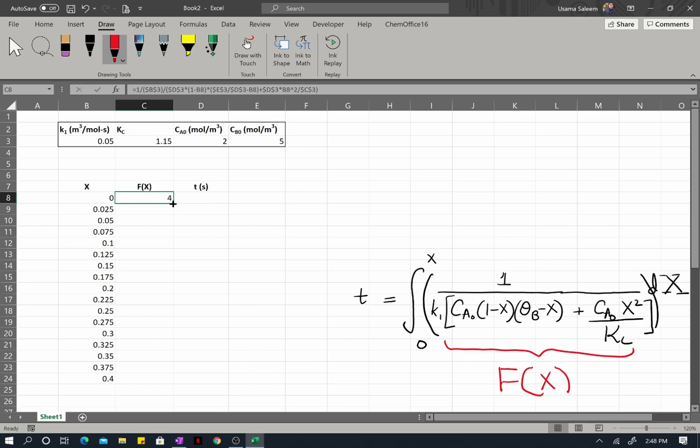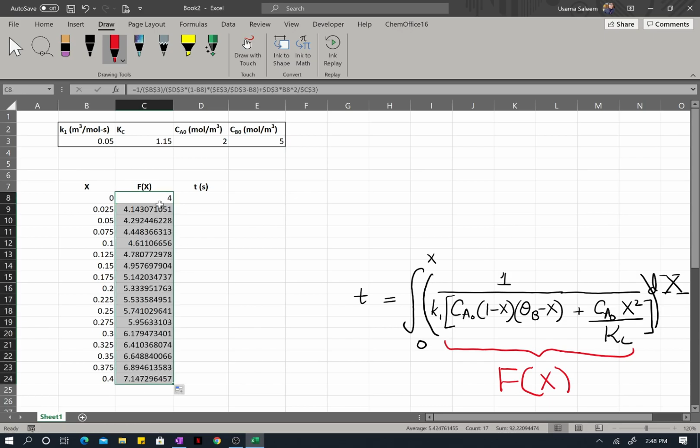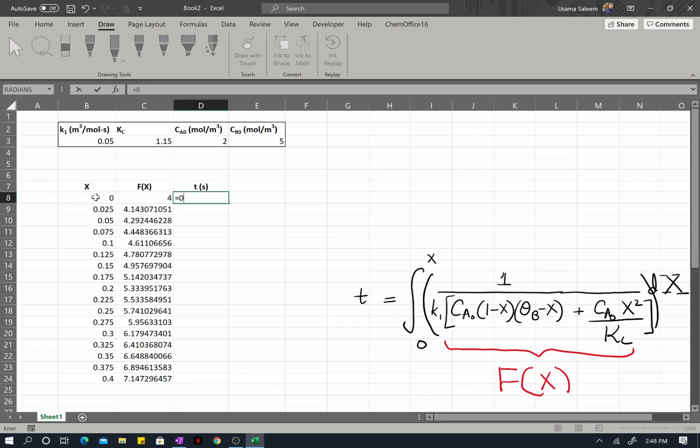So we're gonna drag this down. Now, column C does not really have any physical significance. Time, on the other hand, has physical significance for us. This is going to be the time required to achieve the desired conversion, and of course at a conversion of 0, the time is just going to be 0.